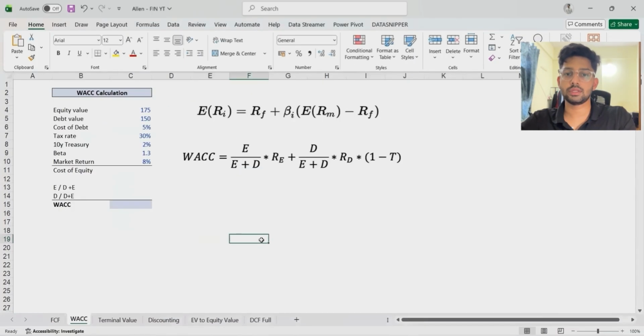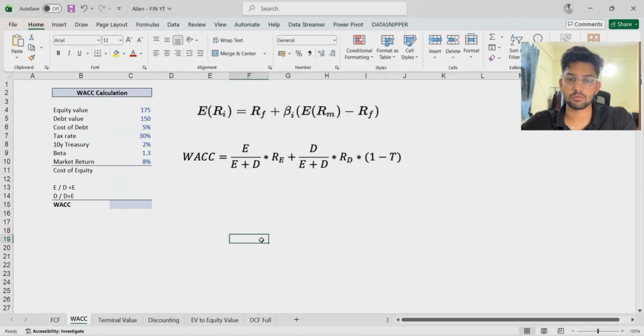Now let's move to the WACC calculation. WACC stands for weighted average cost of capital, and it represents the required return expected by both equity investors and debt holders. A company raises capital through equity and debt, and each has a cost. Cost of debt is simply the interest paid on borrowings. Cost of equity is calculated using the CAPM model.